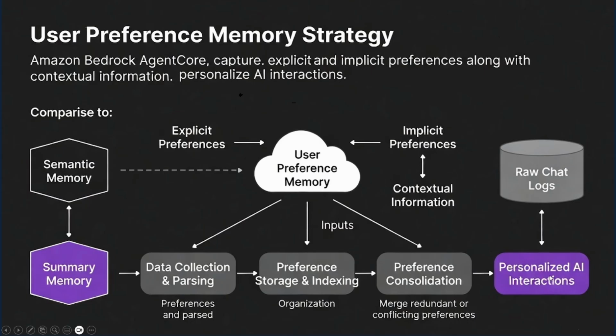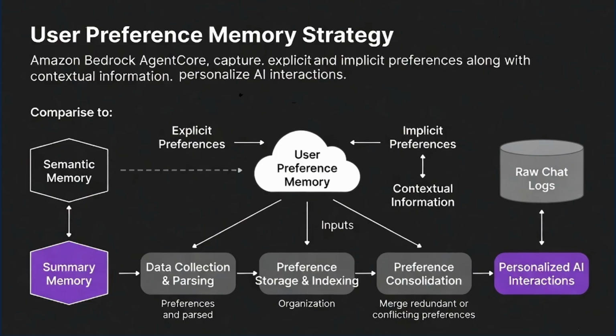You might be wondering, okay, but can I just do this myself with prompt engineering? Sure, for about 5 minutes. As soon as the conversation gets long, the prompt hits the token limit and your carefully crafted preference list gets chopped off. User preference memory lives outside the context window, so it's always there, always up to date, no matter how long the chat goes.